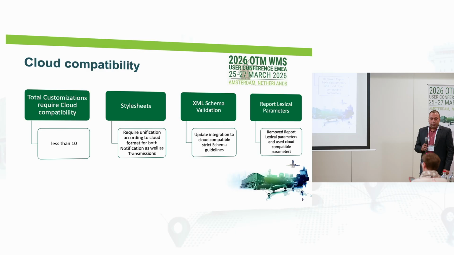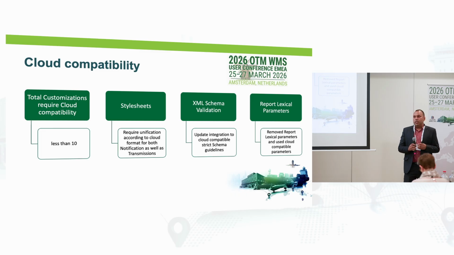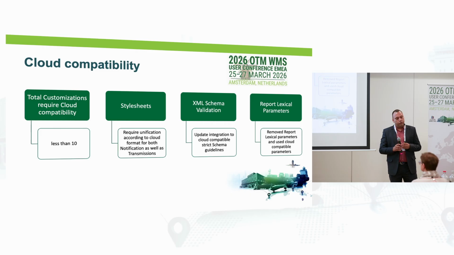So when we look at the cloud compatibility at Henkel, the one thing which was good is because Henkel was using OTM since 2014, and they had this standardized template in terms of how they did the implementation. The number of customizations were really low, less than 10. That allowed some of those customizations to be taken care of before even the project, and then some of them we took care of as part of the project when we moved to the cloud.